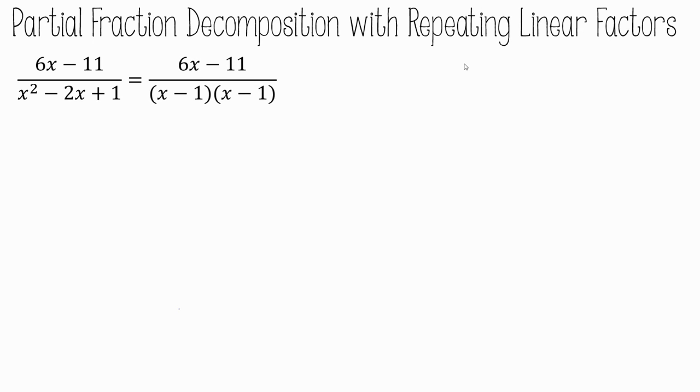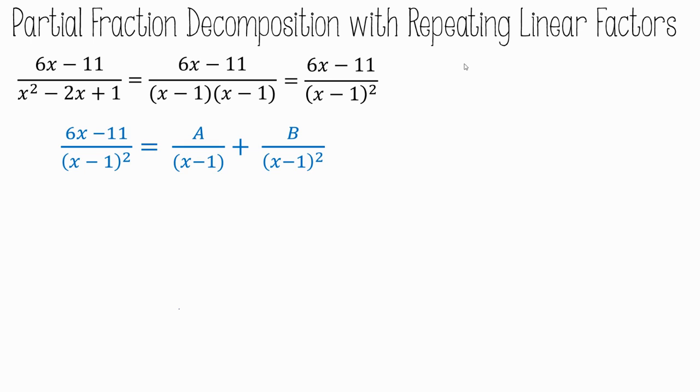Notice I get x minus 1 times x minus 1. They are not distinct. They are the same. They are repeating. How many times are they repeating? Twice, because it's an exponent of 2. So if you go all the way back to that slide where you took a picture of, you'll notice that what you're going to end up setting it up as is 6x minus 11 over x minus 1 squared equaling, and you get some number a over it.